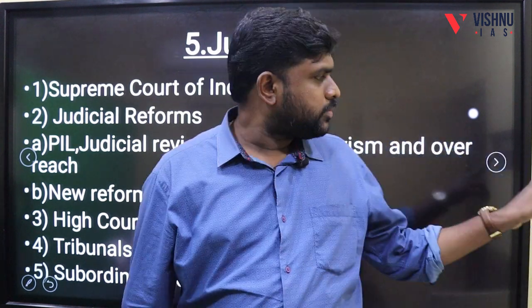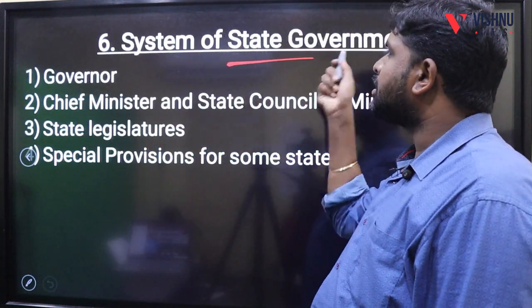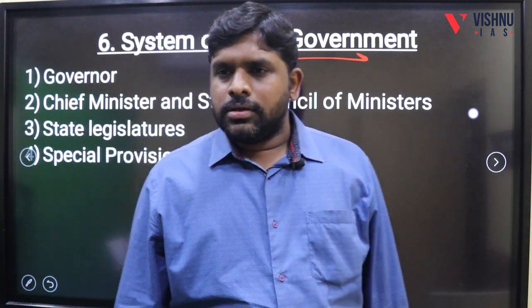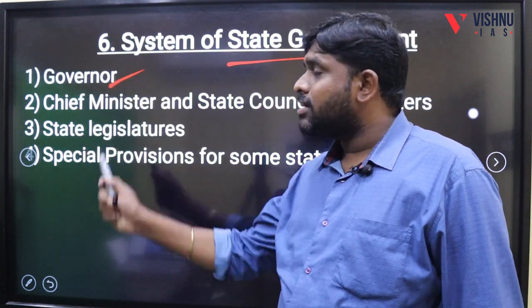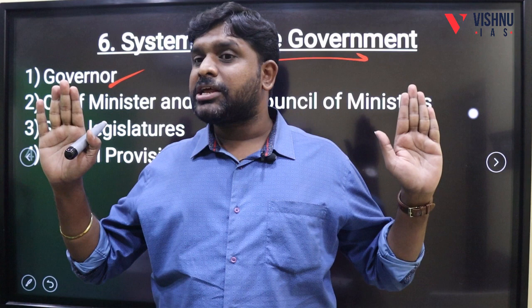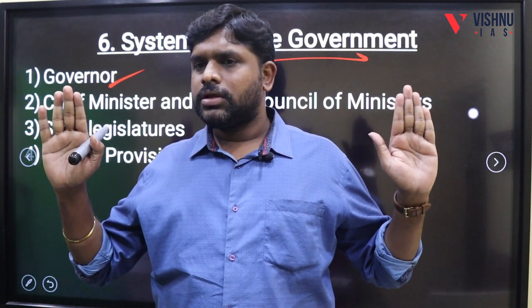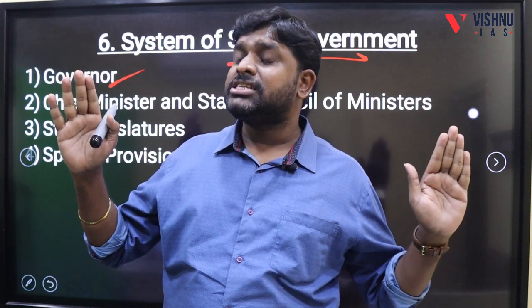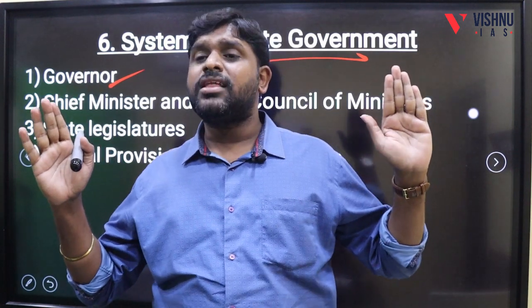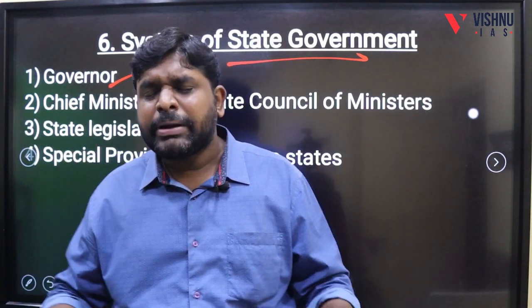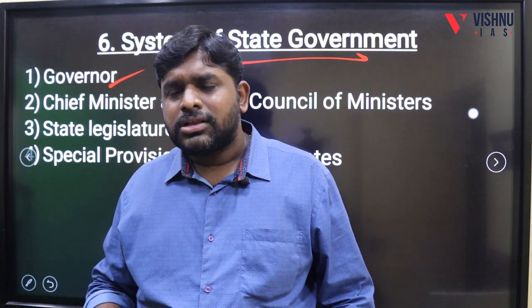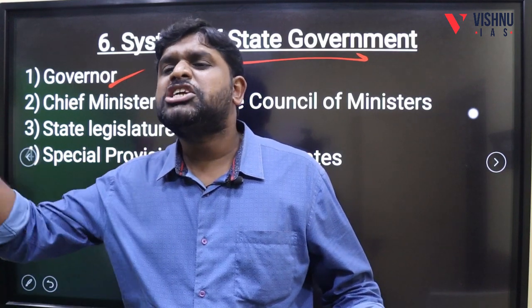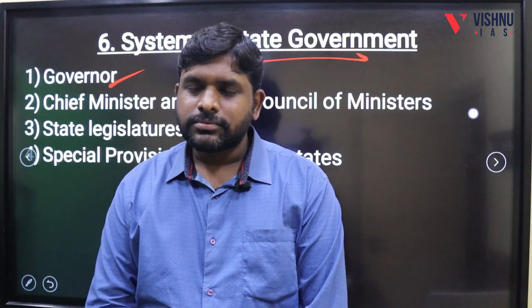Judiciary. 6th, system of state government. Governor powers need to be compared with the president's power. Sometimes people will tell that the governor is more powerful than the president. Some section of people will tell that the president is more powerful than the governor. Then we can expect a question: the governor is independent when compared to the president, or the president is independent when compared to the governor. Substantiate it, justify it.